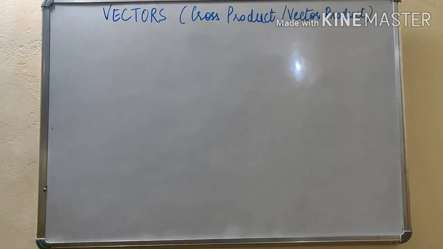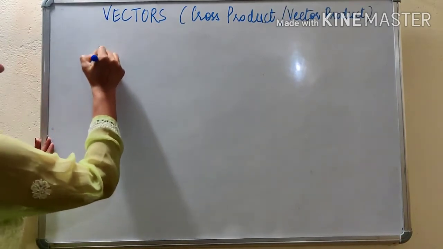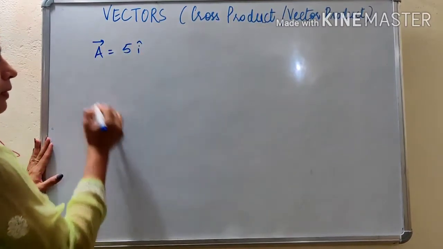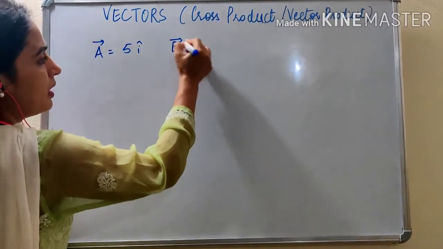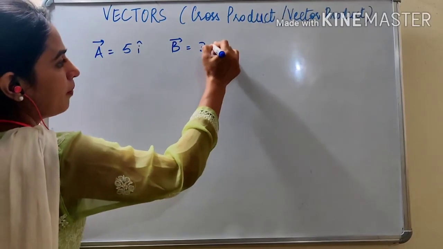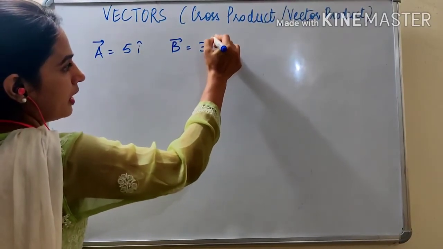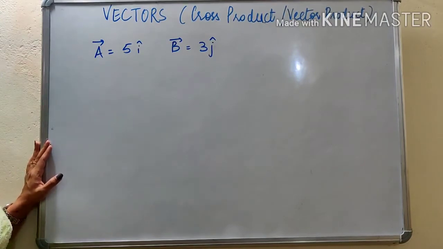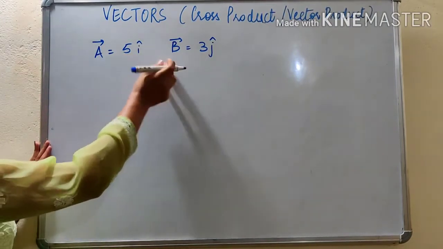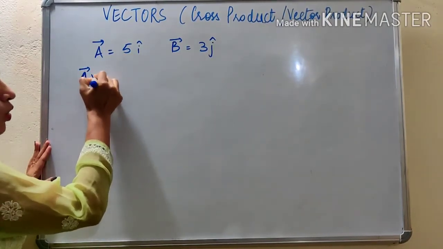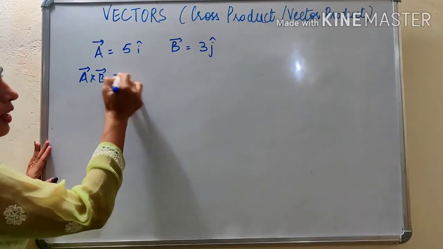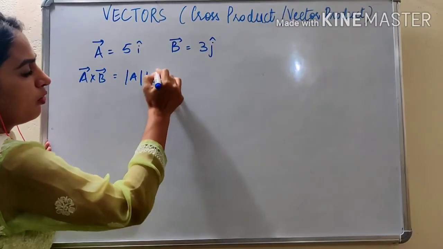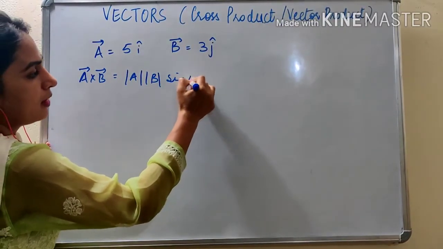Okay, so let us take an example. For example, if I give you vector A equals 5 i cap and vector B equals 3 j cap. See, so here what will be A cross B? That will be magnitude of A, magnitude of B, and sine theta.